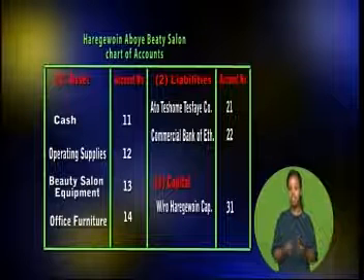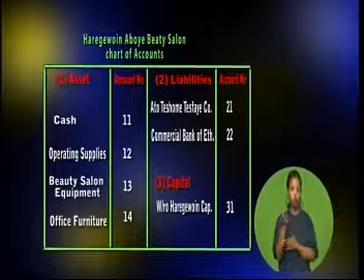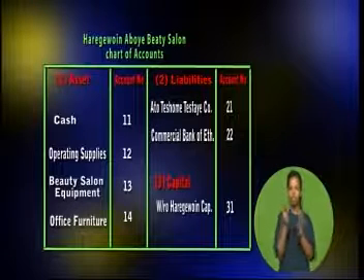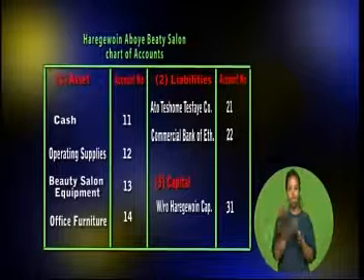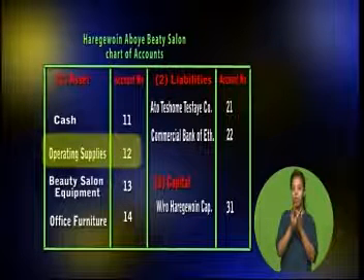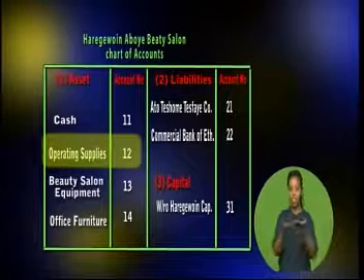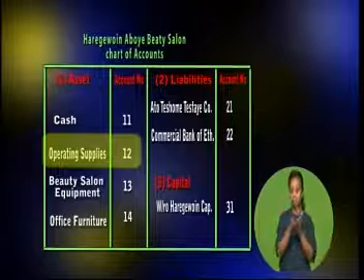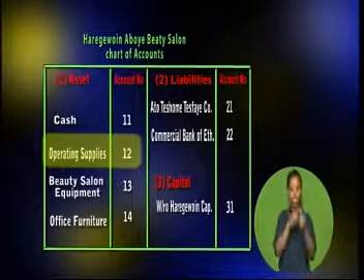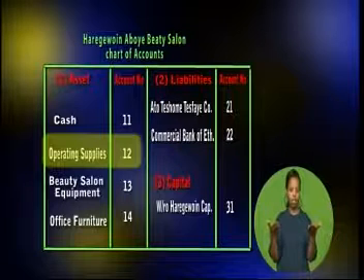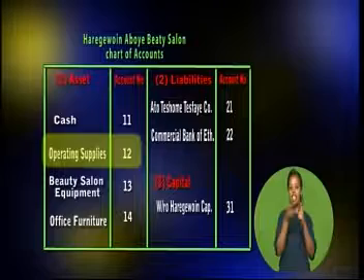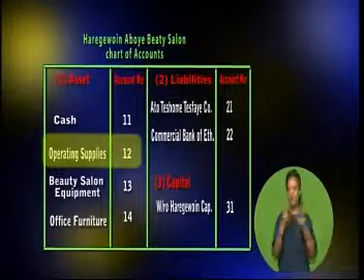The second digit of each account number tells the position of the account within its division of the ledger. For example, the account number for operating supplies is 12. This number shows that the operating supplies account is in the first division of the ledger, the asset division, and that it is the second account of that division.